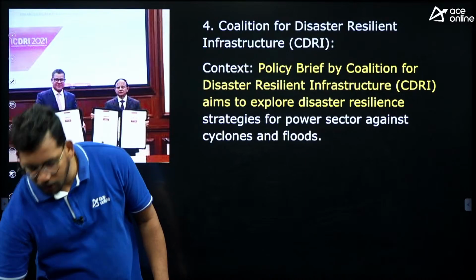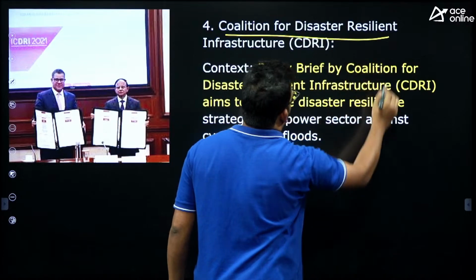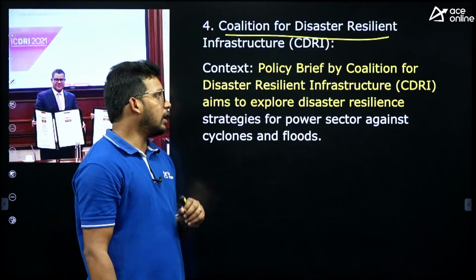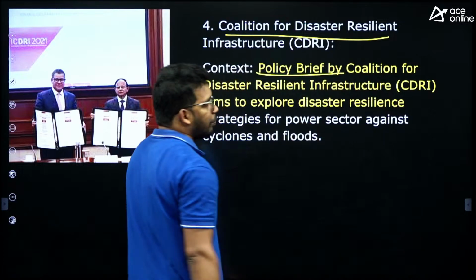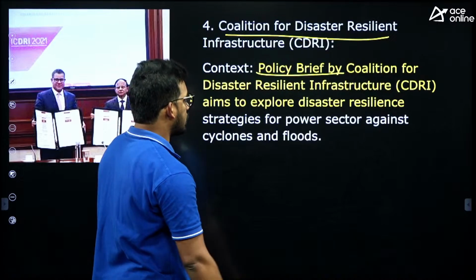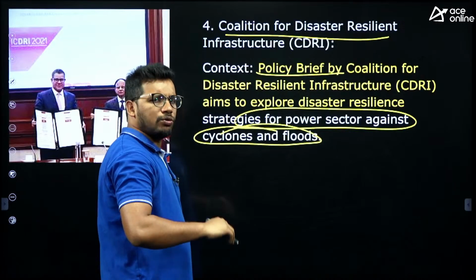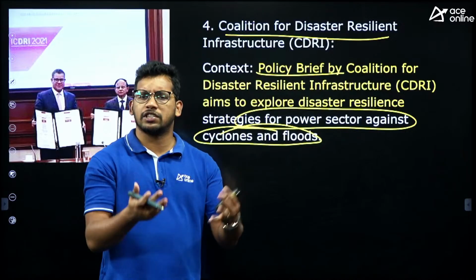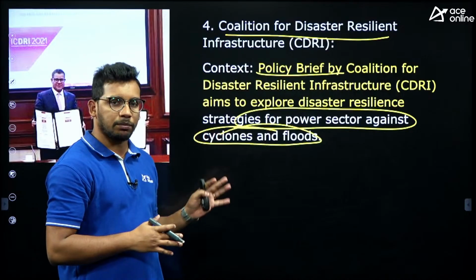Great. Let's move to the next article, that is the Coalition for Disaster Resilient Infrastructure. Why is it in the news again? Because it has given a policy brief. A document was released by the Coalition for Disaster Resilient Infrastructure related to the power sector and cyclones and floods. This document is not relevant for us. It is a 100 pages document with a lot of suggestions, which are not very important. Just understand the context that they have given some policy document.